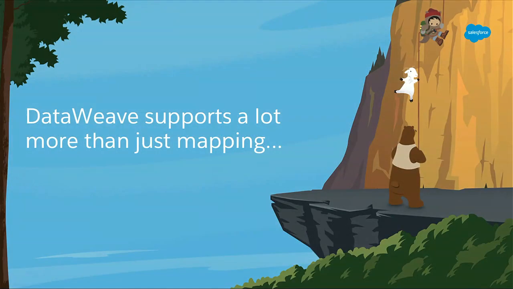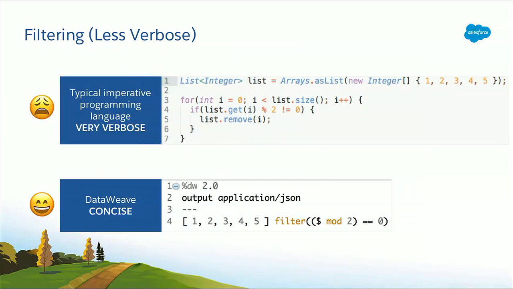So like I was saying, DataWeave supports a lot more than just mapping. Filtering, for example, is probably the second most popular data transformation that I see. It's essentially just removing values from an array based off of a certain criteria. That's known as filtering. So here we're filtering all the odd values out of the list.